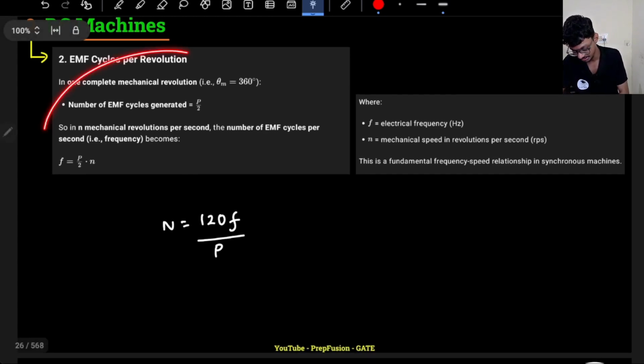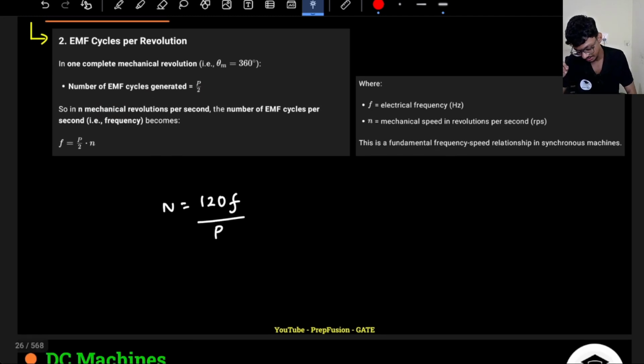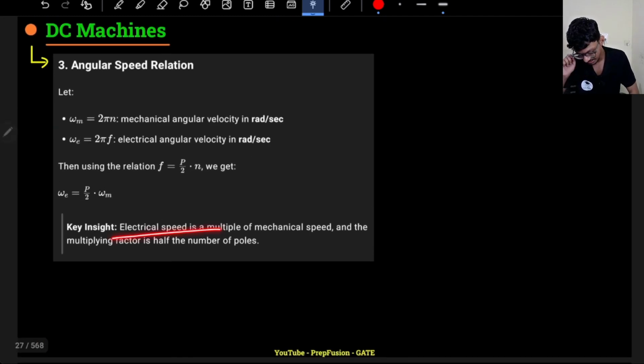So these are the equations basically. The number of EMF cycles generated electrically is P by 2. In P by 2 cycles, my rotor will rotate a complete revolution. That is what this equation signifies. The key insight here is that electrical speed is a multiple of mechanical speed, and the multiplying factor is half the number of poles. That is the important point that we want to discuss here.